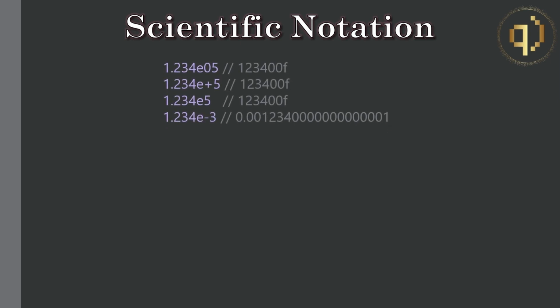A floating point value can also be described using scientific notation. For example, 1.234e05, 1.234e plus 5, and 1.234e5 all equal the float value 123,400. 1.234e minus 3 equals the float value 0.0012340000000000001. This last example shows how many floating point numbers are merely approximations to the actual real decimal numbers that they represent due to the finiteness of computer memory.